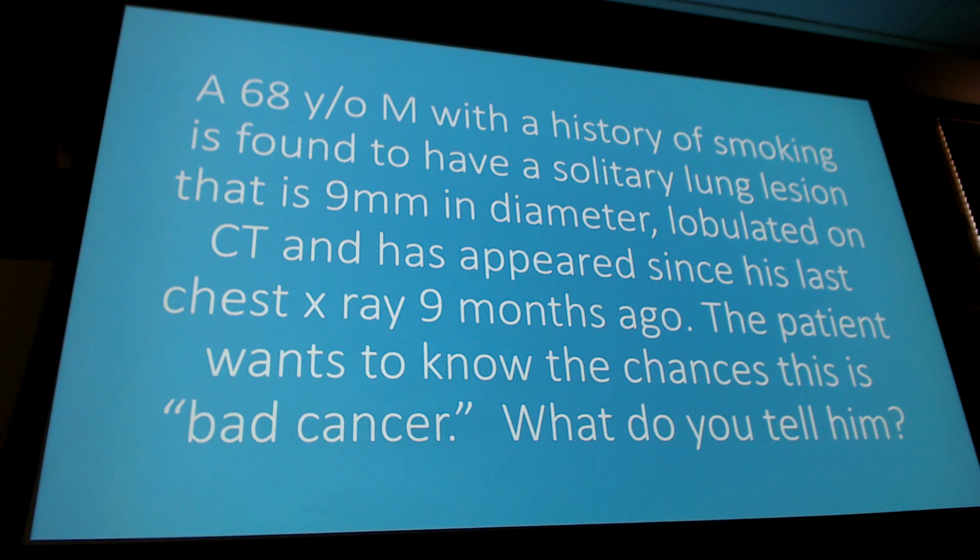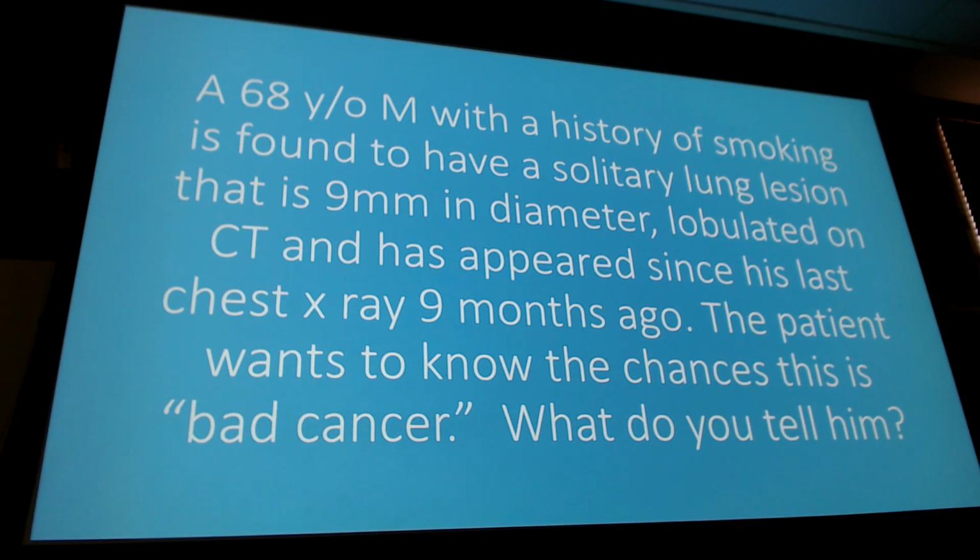Okay. 68-year-old male with a history of smoking found to have a solitary lung lesion that is 9 millimeters in diameter, lobulated on CT, and has appeared since his last chest x-ray 9 months ago. The patient wants to know, what are the chances that this is bad cancer? Bad cancer? Or nah, don't worry about it. What do you guys think? Yeah, this is bad cancer, right? What are the things that tell you?